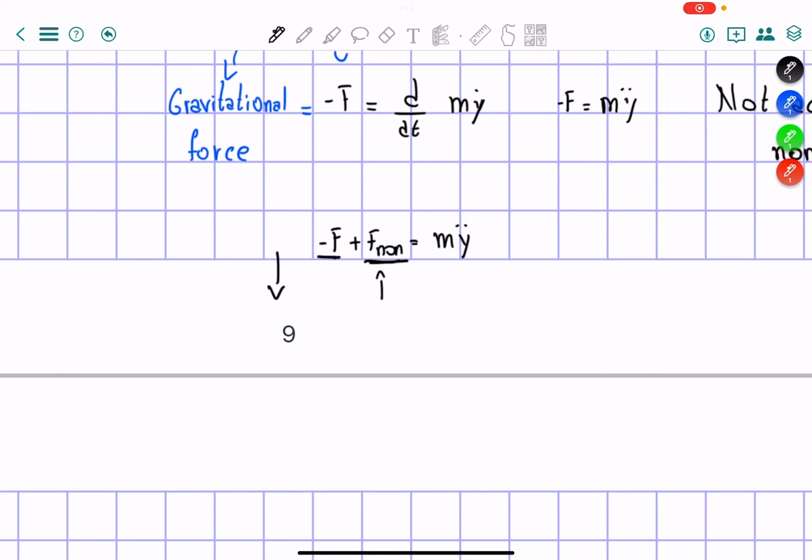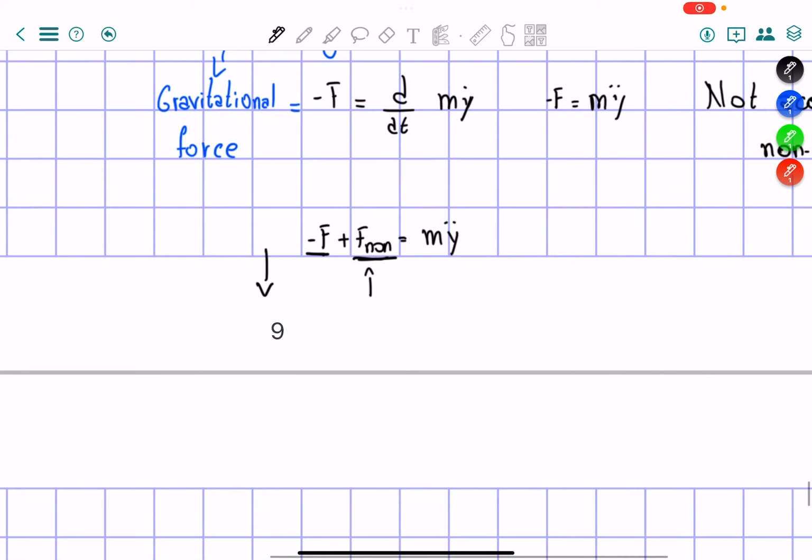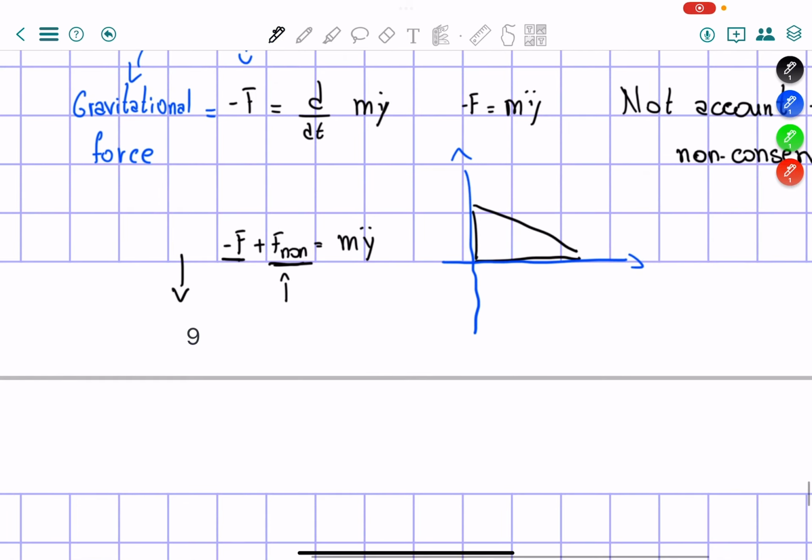Now, of course, in our inclined plane, if we have the x and y axes like this, the friction force will actually be pointing up, while the gravitational force will point down, in the negative direction. And this is how we prove, or basically what we were asked to prove.